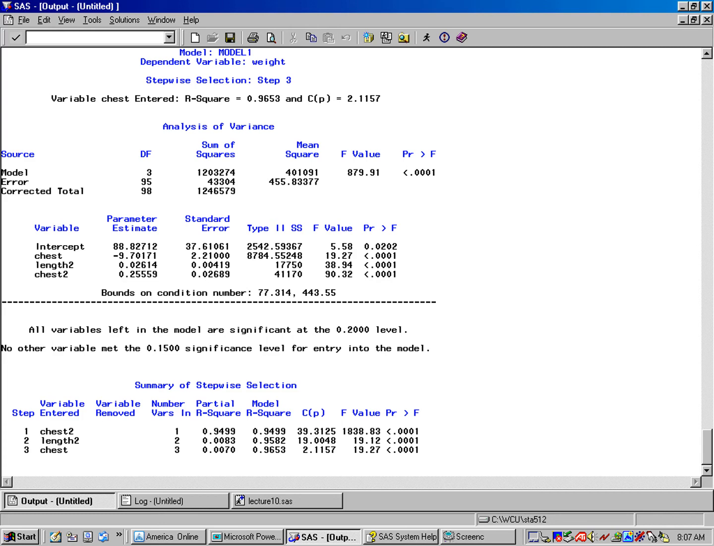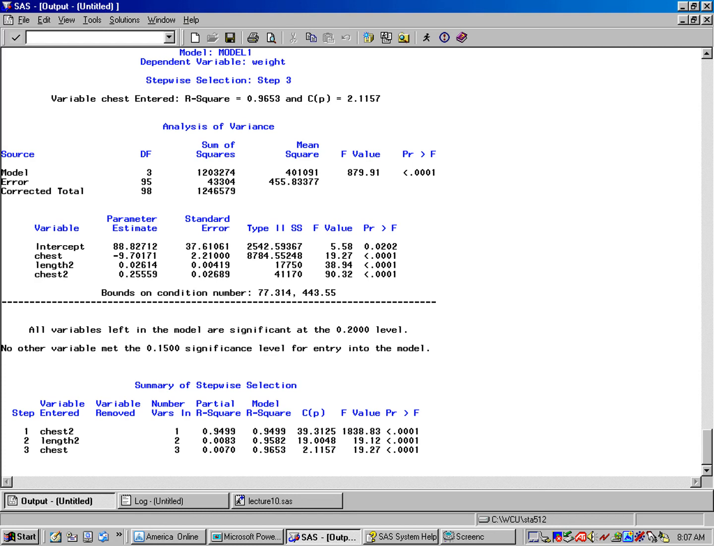And so in this particular example, it actually ends up not being any different than our forward approach. So we run the stepwise process, and we get a model of chest, length squared, chest squared. All of those remain, so they were significant when they were added to the model. They're all still significant after other variables have been added. And so for this particular data set, stepwise and forward don't give any different results.